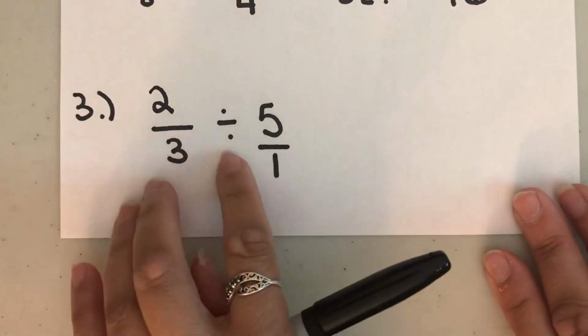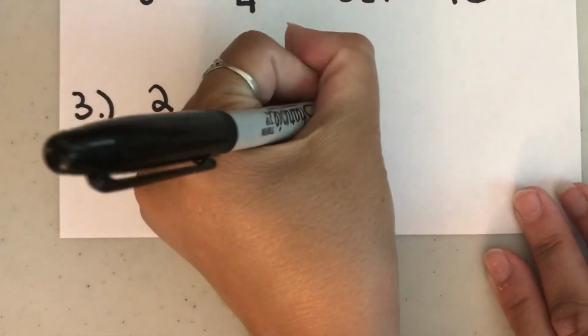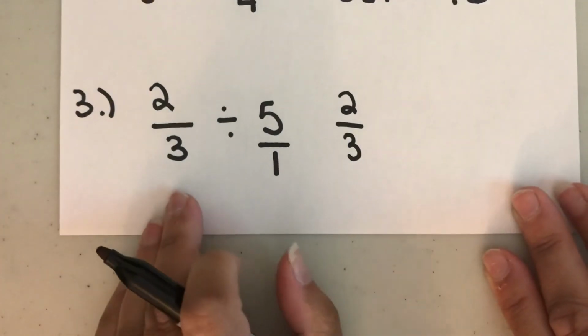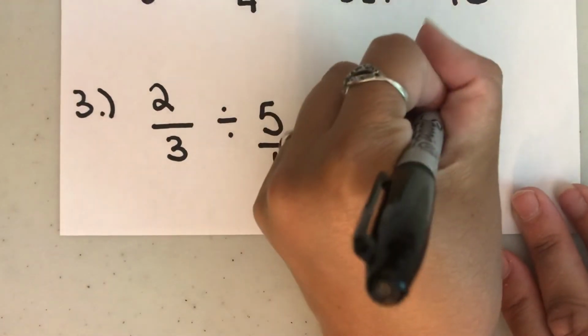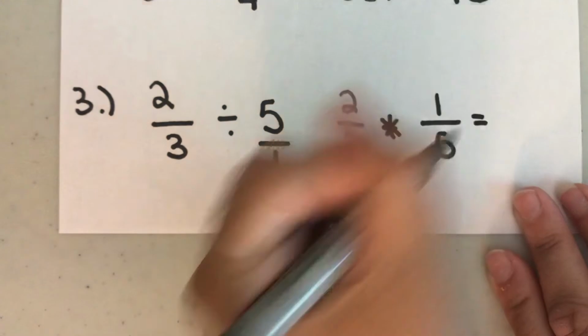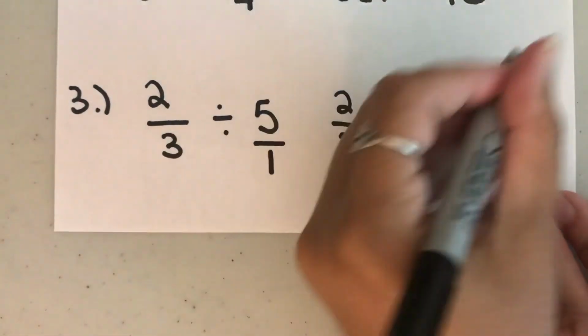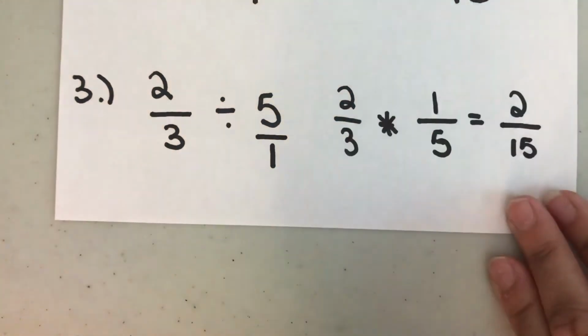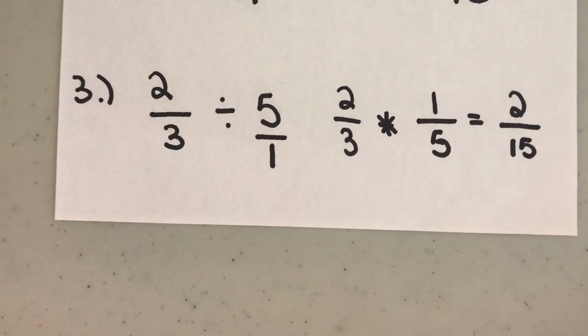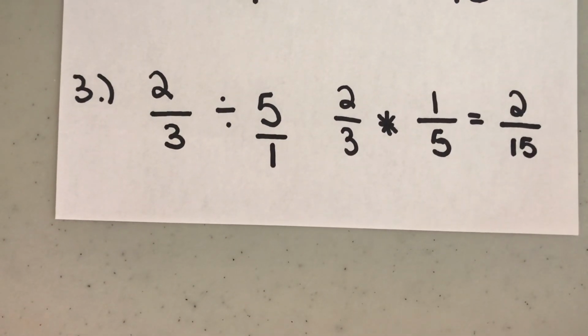This is division, so I'm going to do keep, change, flip. I'm going to keep the 2/3. I'm going to change to multiplication. And 5 over 1 is going to become 1 over 5. 2 times 1 is 2. 3 times 5 is 15. And that is my final answer because 2 is a prime number. The only thing that goes into 2 is 1 and 2, and 2 does not happen to go into 15. So that's a brief review of multiplication and division.